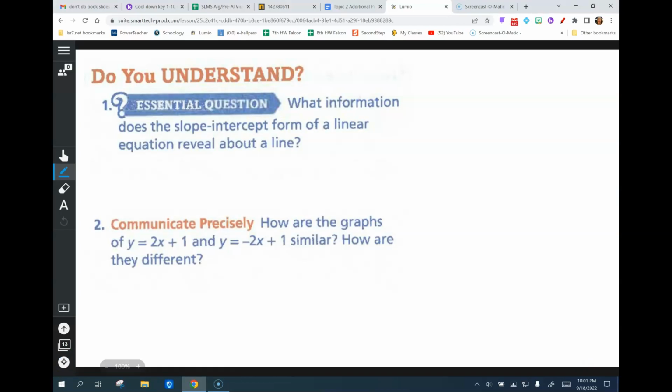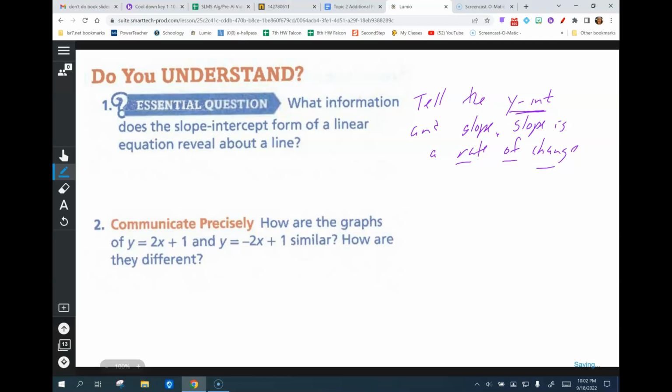What information does the slope-intercept form of a line equation reveal about a line? The equation is going to tell you the y-intercept and the slope. Slope is just a rate of change. So it's telling you how much your line changes. It's telling you where it crosses the y-axis, and how much it's going to change, that rate of change.